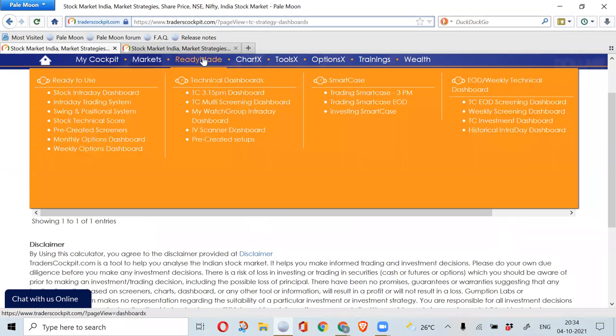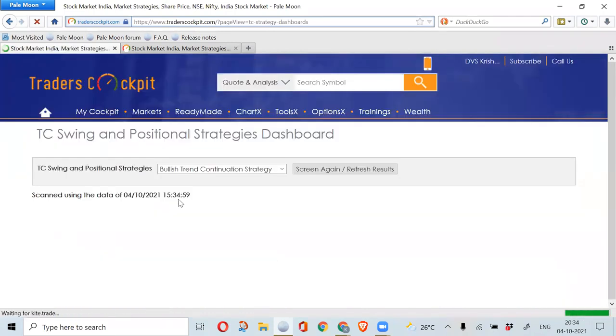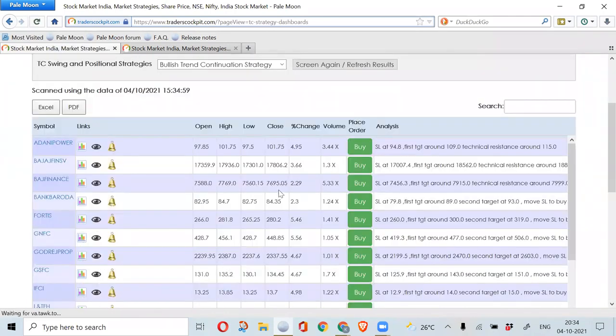So once again, to go to the swing and positional trading system, you go to ready-made dashboard, and the third thing, the swing and positional trading system. If you click on that, you can get the stock results directly, which will be available after 2 p.m. Remember the time, it will be available after 2 p.m. on a real-time daily candle.